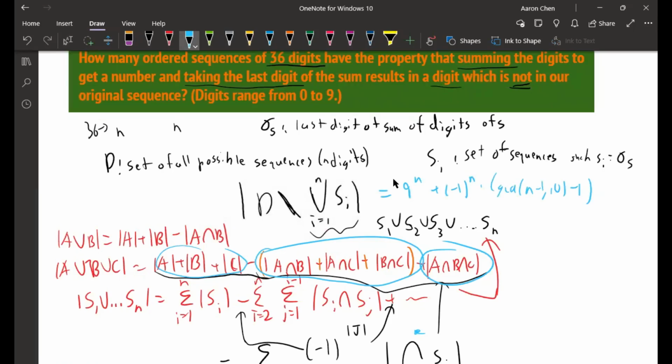And so for the case of 36, the GCD is 5, so this is 4. And n is even, so this is just 1. So this is equal to 9 to the power of 36 plus 4. And that is our answer.